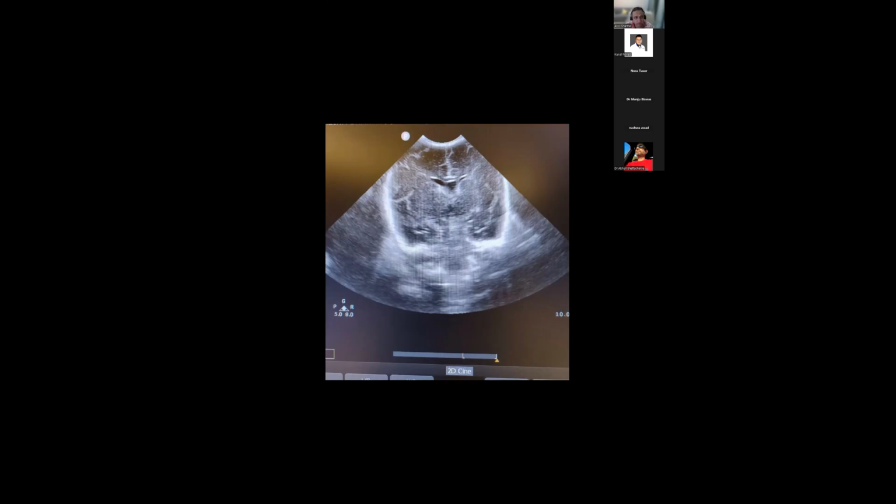It's beautiful. Okay. This is at the level of the anterior horn, the frontal horn of the lateral ventricle. Yep.